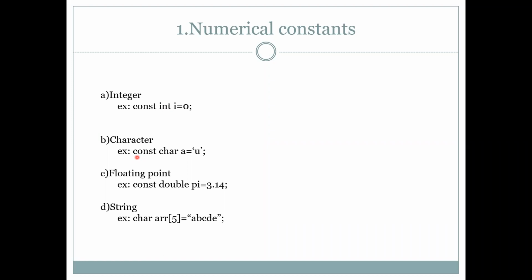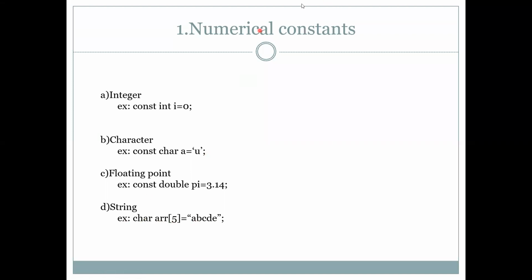Then character is declared with the const keyword and has a fixed character value. So const is a keyword: const char A is equal to 'U'. Then floating point means fractional values: const double pi is equal to 3.14. And next is the string value. An example of a string is char arr of 5, ABCD.